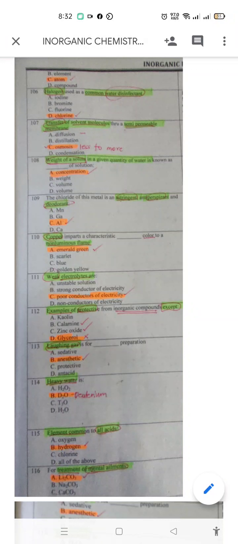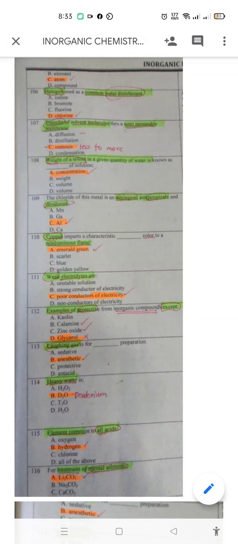Number 112, examples of protective from inorganic compounds except your glycerol. So, the examples of protective from inorganic compounds, they are your kaolin, calamine, and zinc oxide. So the exception here is your glycerol or glycerin.